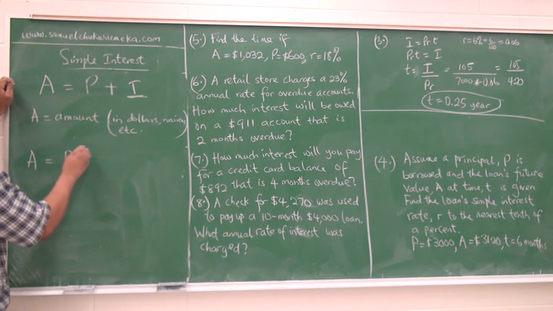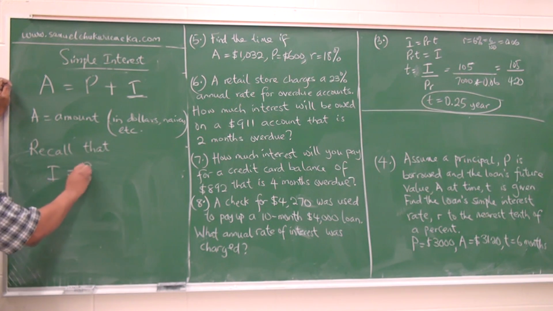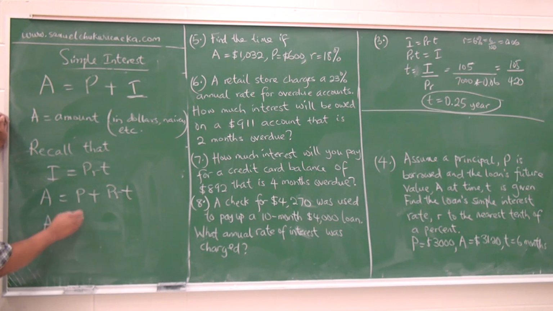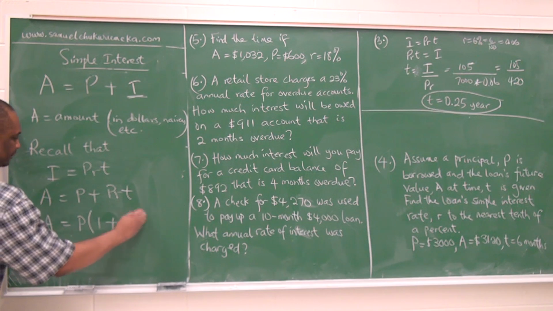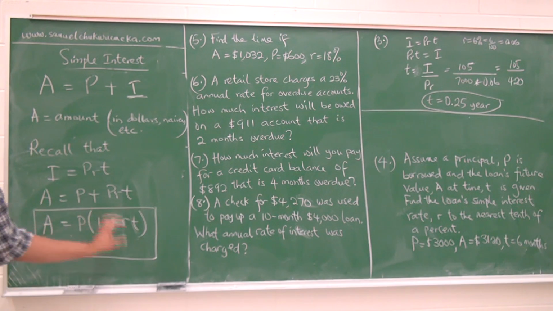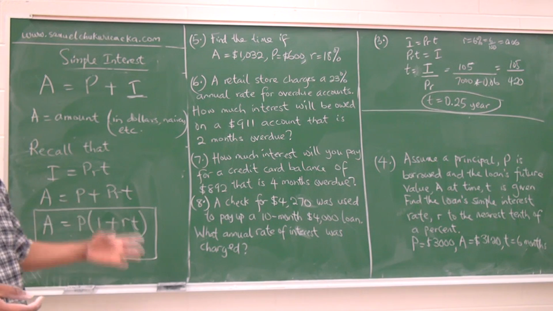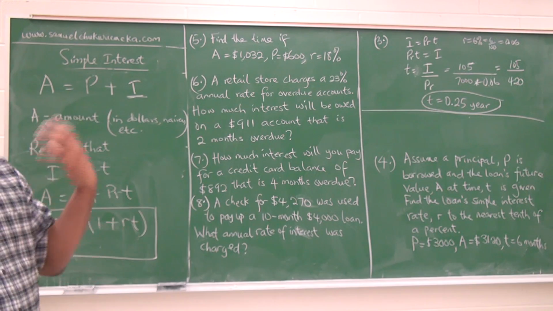Now A will be P plus, recall that the interest is principal times rate times time. So the amount will be P plus P times R times T. And then what is common here? P is common, right? So P divided by P is 1, plus PRT divided by P is RT. So this is the formula for the amount that we'll use. Please, this formula is very important because as we go on to solve compound interest later on in other videos, you will see that we need this.